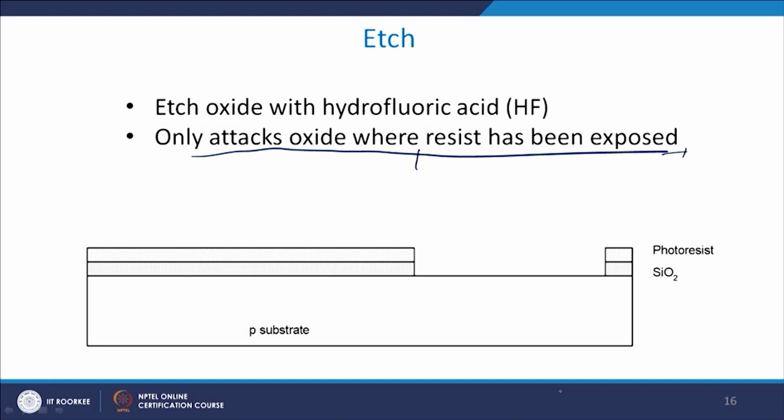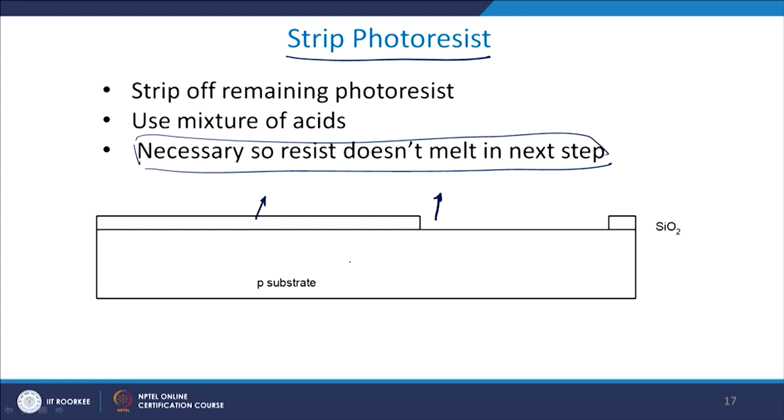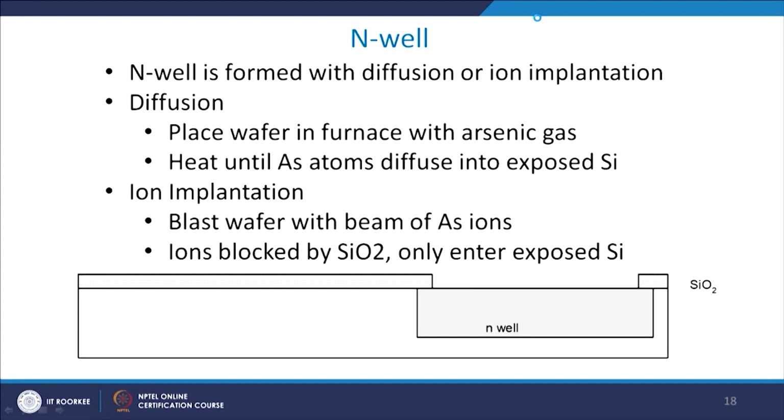Let me come to the strip photoresist. As we are discussing, we strip off the excess photoresist. So, with the strip photoresist, you remove the photoresist from here, and the remaining part is what is there. The reason we strip off is that we do not want the other part to melt away. So, in the next step, we do not have to melt away the photoresist, and therefore we strip off the remaining photoresist. So, this is what we have stripped off. I have a silicon dioxide layer here, and I have a p type substrate over which I am applying the photoresist. We come to the N-well formation.